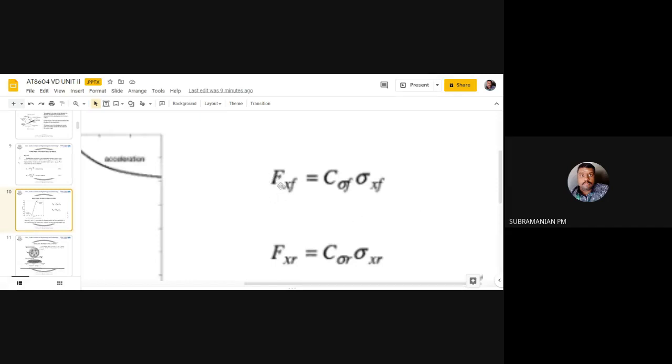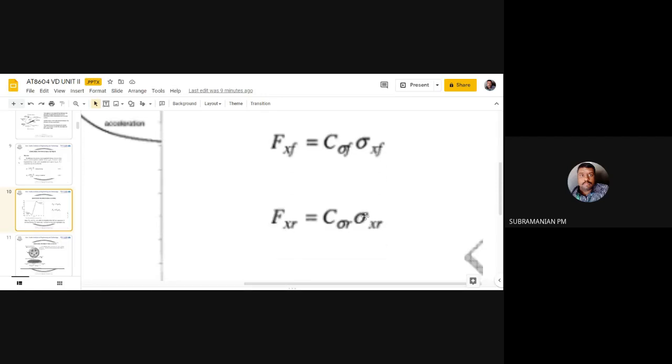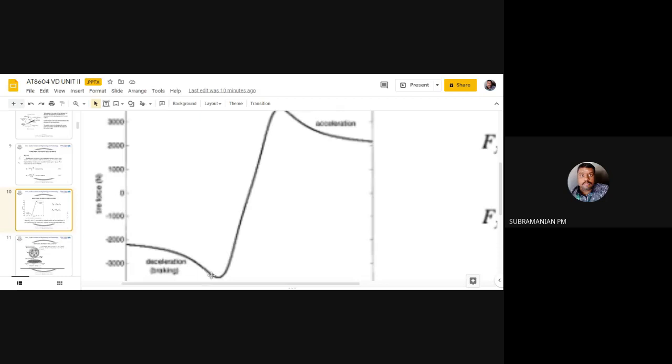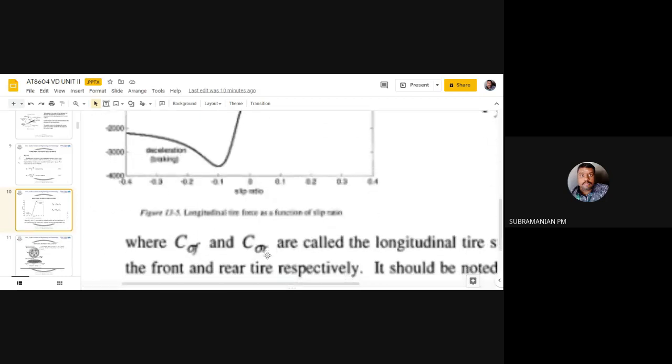That is, I can say my longitudinal force is directly proportional to the slip ratio. Longitudinal force in the front depends upon slip ratio in the front, and longitudinal force in the rear depends upon slip ratio in the rear. When I put in the constant of proportionality, I will have C sigma F and C sigma R, the longitudinal stiffness. I can use this formula only in this region, minus 0.1 to 0.1.